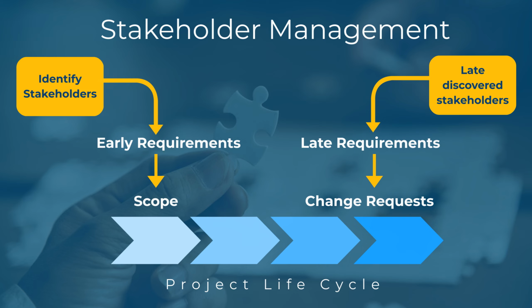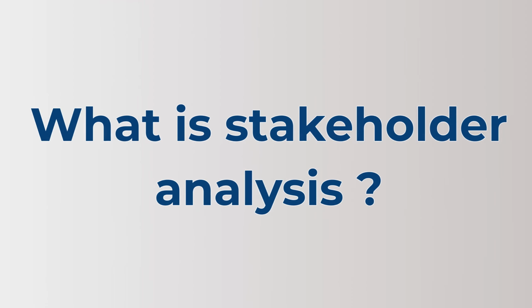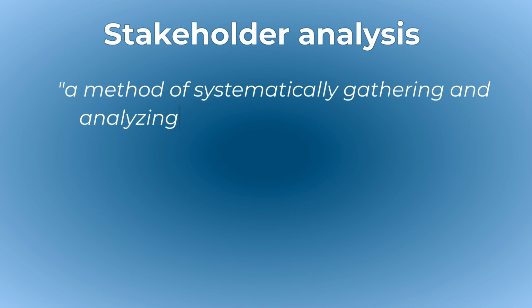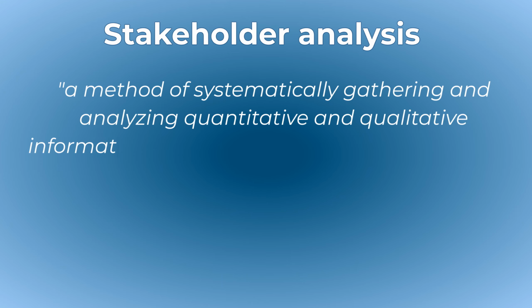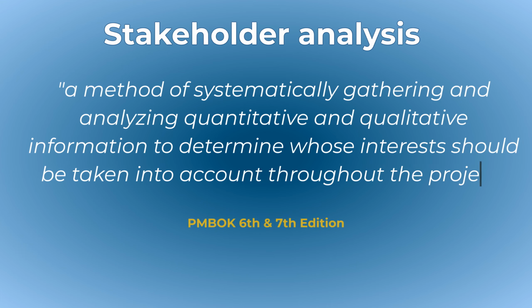The second step after identifying the stakeholders would be basically to understand and analyze them. So what is stakeholder analysis? Stakeholder analysis is a method of systematically gathering and analyzing quantitative and qualitative information to determine whose interests should be taken into account throughout the project. This definition summarizes the whole process. We are going to collect data, both descriptive and mathematical, related to the stakeholders, and use this data to know which stakeholder is of more importance to the project.